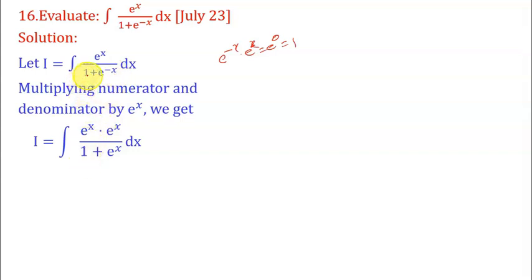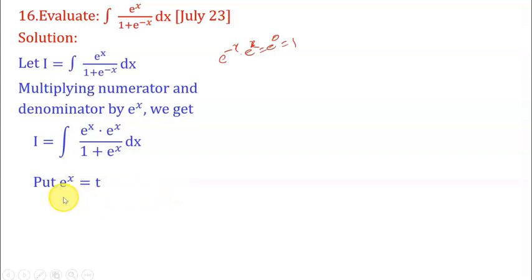And if you multiply this 1 by e raised to x, then you will get here e raised to x. Overall, you will get the numerator e raised to x into e raised to x upon 1 plus e raised to x into dx. Now put here e raised to x as t. We solve this example with the help of the method of substitution.